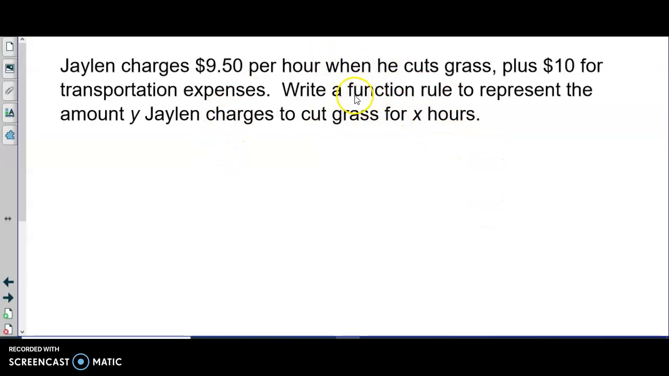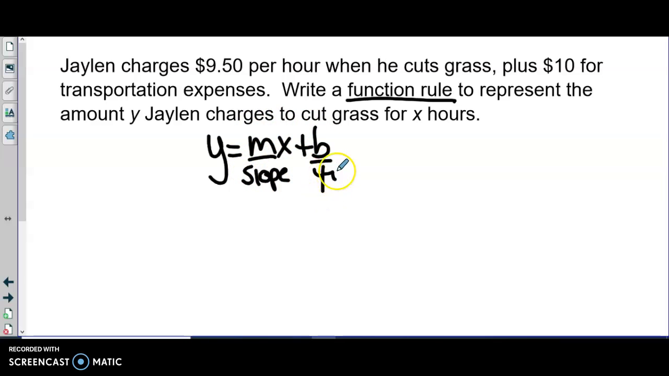All right, so because we're writing a function rule, we know we're going to have something that looks like Y equals mx plus b, where m is the slope and b is the y-intercept. Now, slope and y-intercept don't necessarily make sense in this case. I mean, it does, but really what I want you to think about in a word problem is that the y-intercept is the starting value, which is true when we graph it too. The y-intercept is the first thing we graph. It's our starting point. So when I think about writing function rules, I like to think of the slope as still the rate of change, and then the y-intercept is the starting amount.